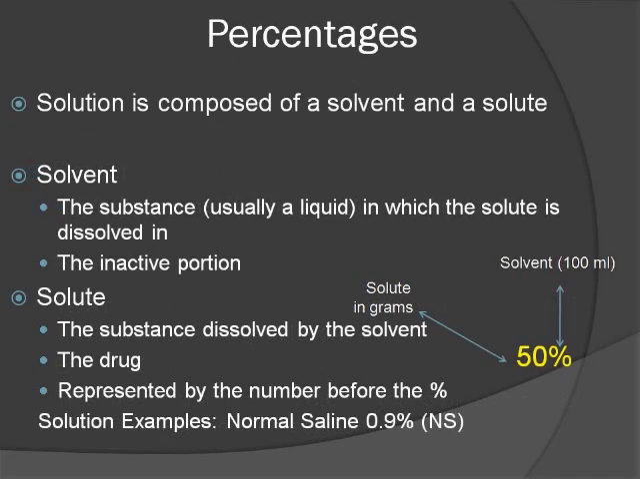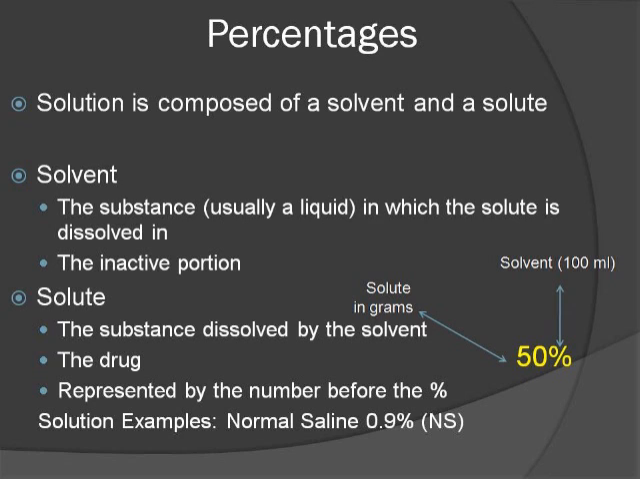Now let's go to the next slide on percentages. Your solution is composed of a solvent and a solute. The solvent is just the substance, and usually it's a liquid, in which the solute is dissolved. I like to reference it as the inactive portion, or that 100 mils. So you see the example I have, 50%. That percent means 100, and that's referring to the solvent. Now the solute, that's typically the drug. It's the substance that's dissolved by the solvent. So you see again that example of 50%. That 50 is referring to grams of the solute or the drug. It's represented by that number before the percent.